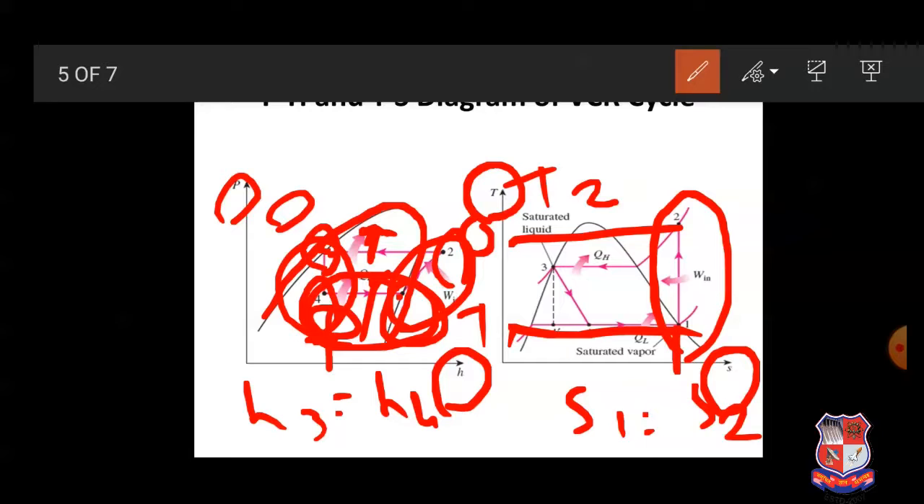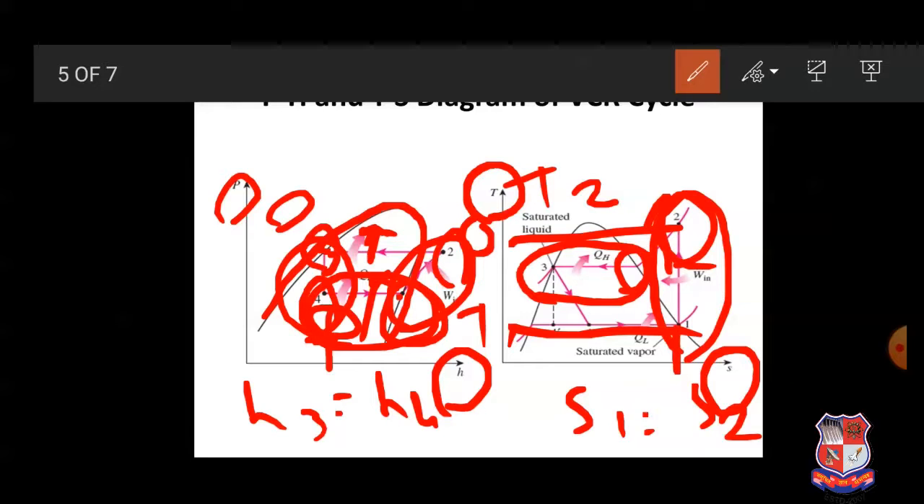Now we are going to discuss 2 to 3. 2 to 3 is a constant pressure condensing process. So during the condenser process, first of all, the superheated vapor is converted into saturated vapor. This process is called desuperheating. During this process, temperature is decreasing as well as entropy is also decreasing. And then after, you can see the saturated vapor to saturated liquid portion.